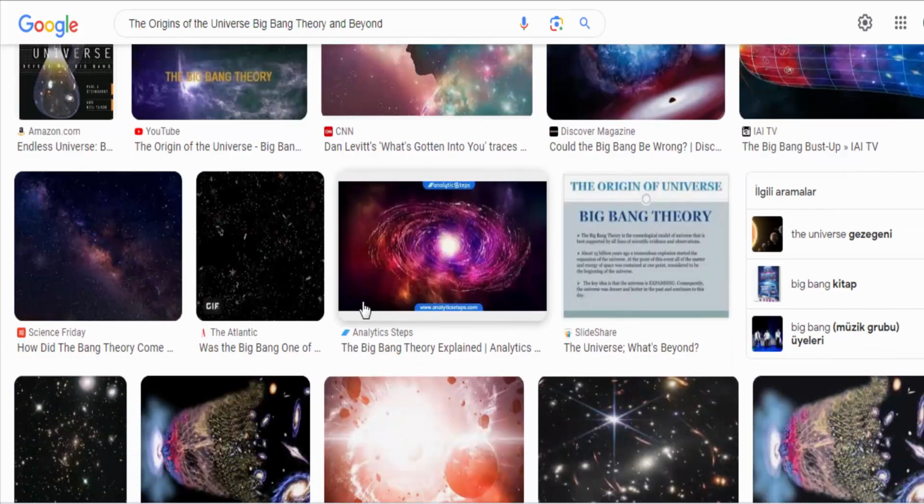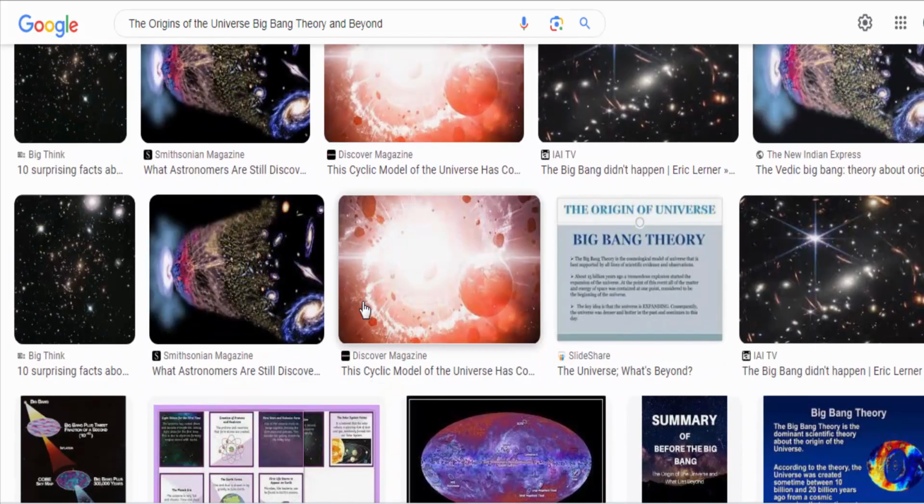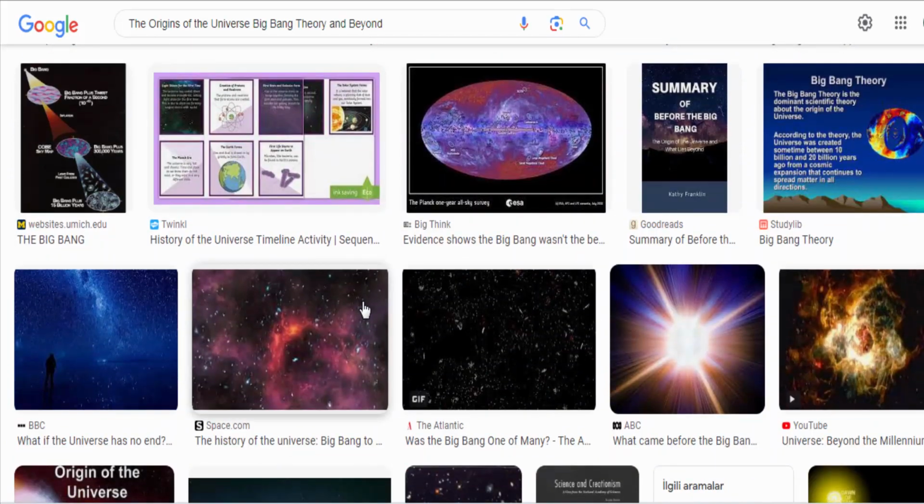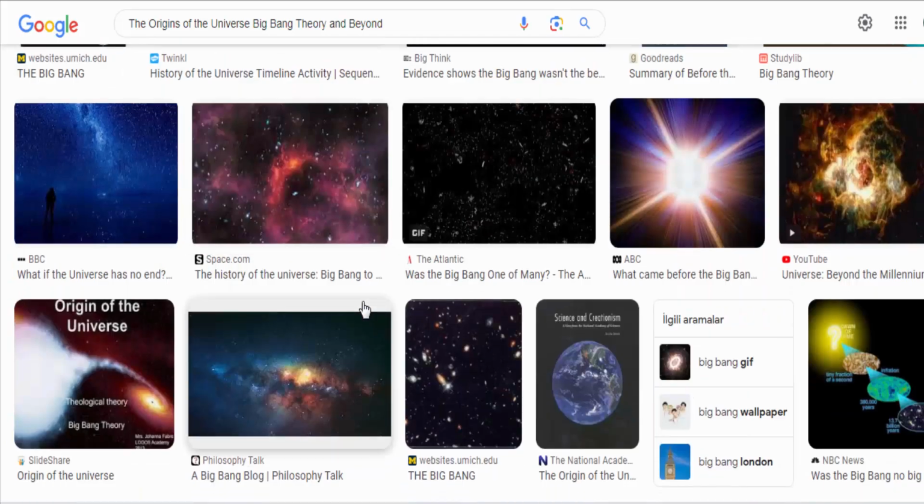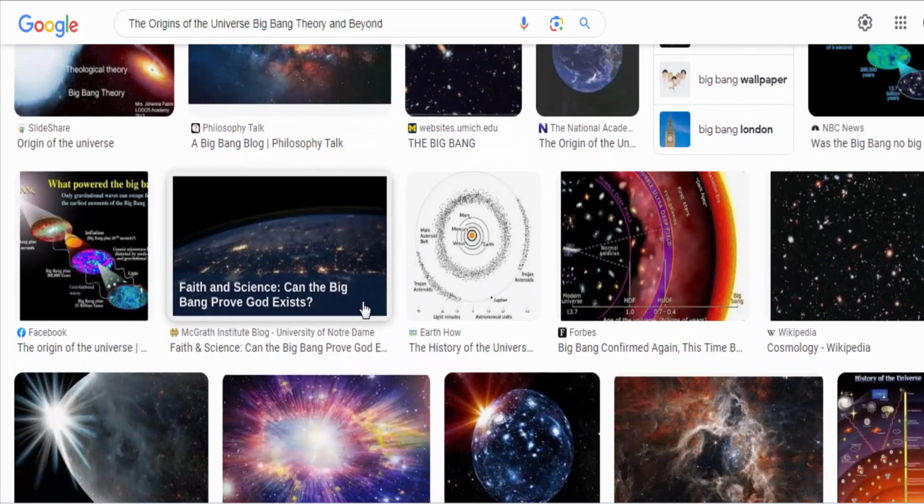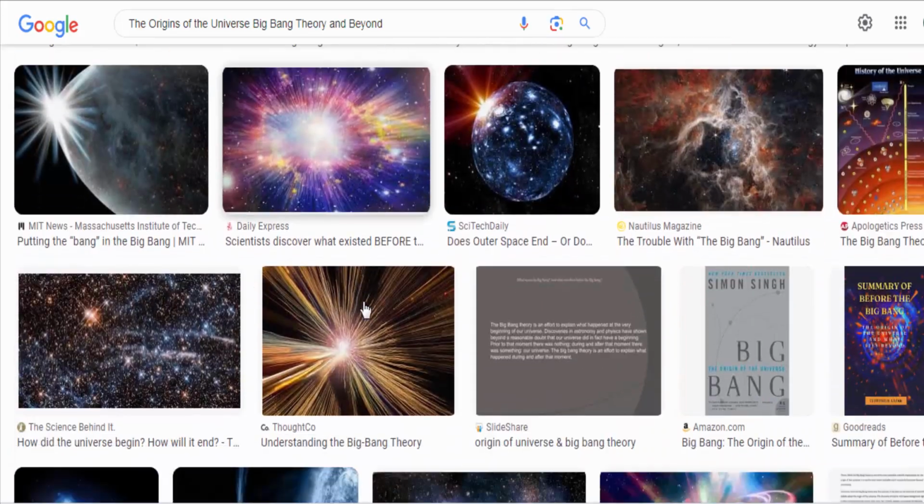However, ongoing research and exploration in cosmology and theoretical physics continue to push the boundaries of our knowledge, offering new insights into the early moments of the universe and what lies beyond the Big Bang.